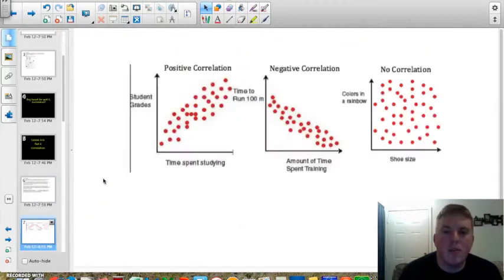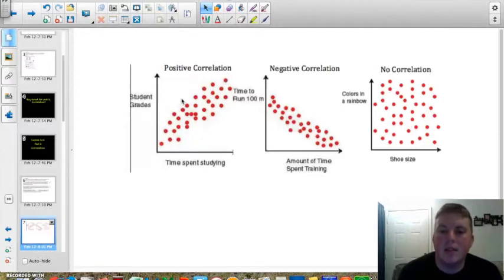To just give you a visual example of each again, we have an outline here of a positive correlation, a negative correlation, and no correlation in relation to a scatter plot. So in our positive correlation, we have time spent studying and students' grades. The longer that you study, the more likely it is that your grade is going to be higher. There's a relationship that's shown between those.